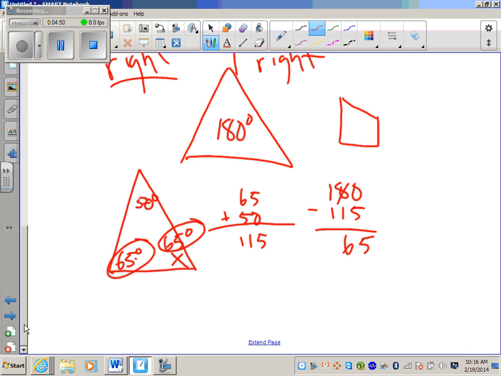How can you check it? You can add them all up. You can add 65, 65, and 50. 65 plus 65 is 130, plus 50 is 180. As long as it adds up to be 180 again, you're going to be just fine.